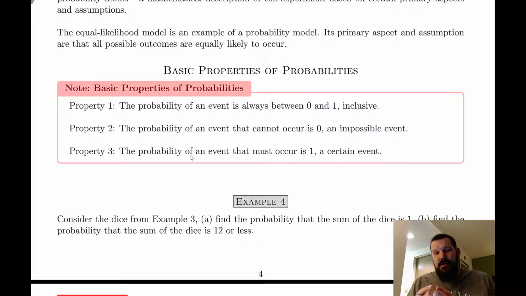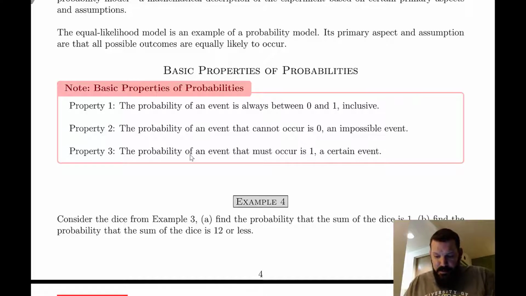When we're talking about just the decimal values, the probability of an event is always going to be between 0 and 1. It will never be greater than 1, because that would mean more than 100% chance. And it'll never be less than 0, because we can't have a negative probability. Property 2 is that if it's impossible for an event to occur, it has a probability of 0. And the probability that an event must occur is 1. That means it's certain. We know for a fact that that event will happen.